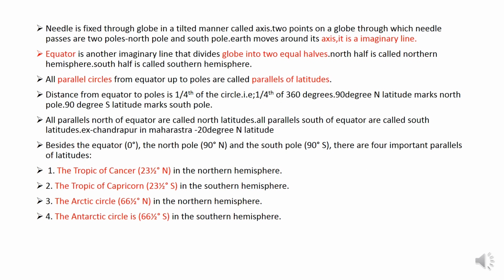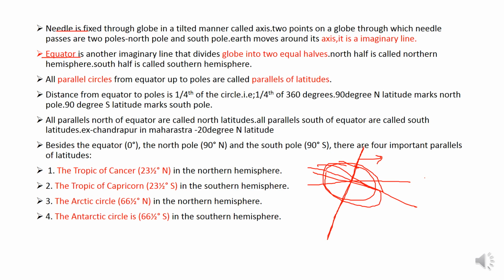Now, a needle is fixed through the globe in a tilted manner. It is called the axis. The 2 points on the globe through which the needle passes are the 2 poles, North Pole and South Pole. Earth moves around the axis, and this is an imaginary line. The Equator is another imaginary line that divides the globe into 2 halves. The north half is called the Northern Hemisphere and the south half is called the Southern Hemisphere.